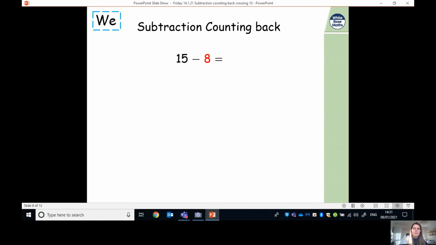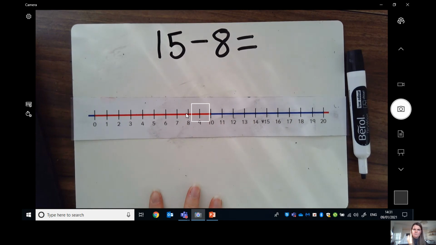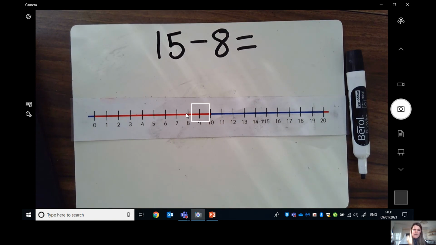Which number are you circling? The number 15. Why are you circling the number 15? Because that's the number we're subtracting from. Well done. And what number are we subtracting? 8. Well done. So how many jumps are you going to make? 8. All right, I'm going to put my screen on for you. Here's your number line. 15 minus 8. You're going to put me on pause. Have a go. Off you go.